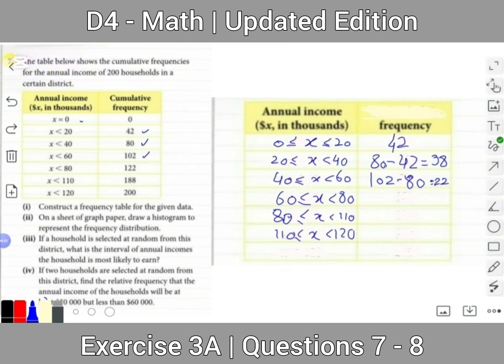Now we have to find the frequency for the class interval 60 to 80. We have to subtract the cumulative frequency of the previous interval 40 to 60 from the cumulative frequency of the class interval 60 to 80. For 60 to 80, we have a cumulative frequency of 122. So we take away 102 from 122, and we get 20.